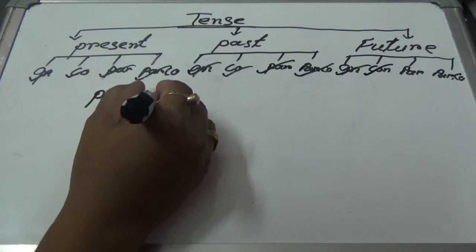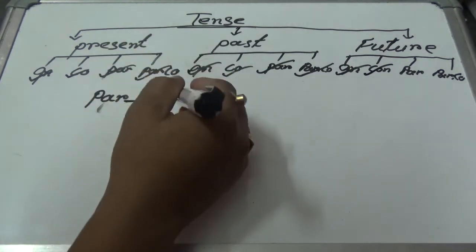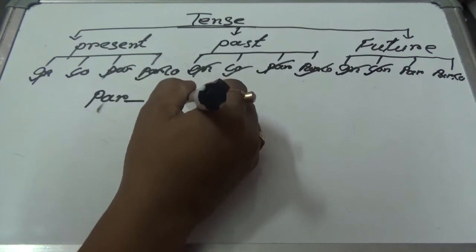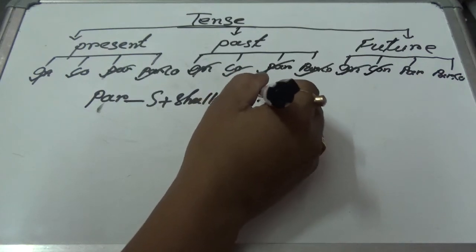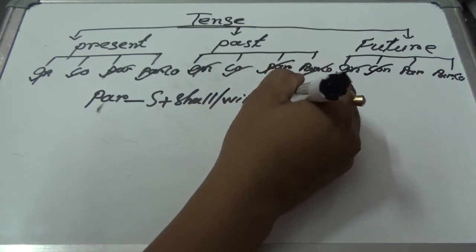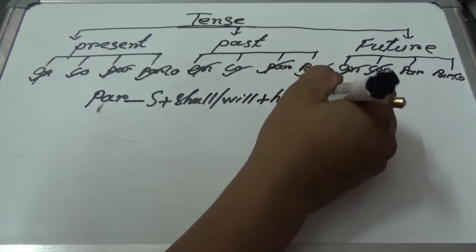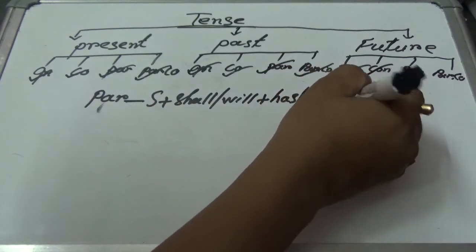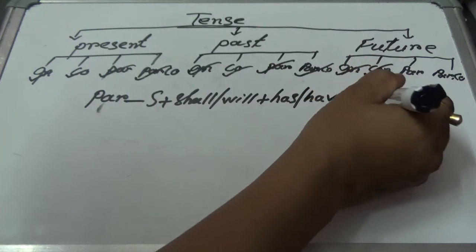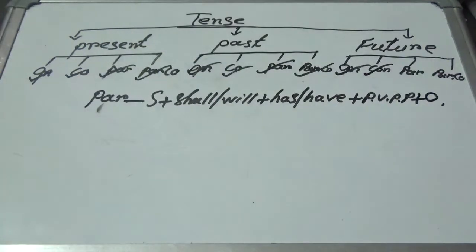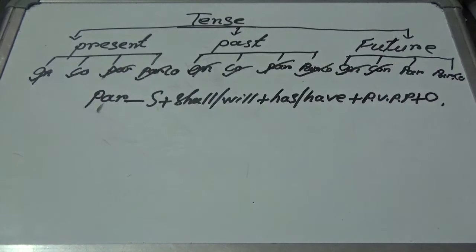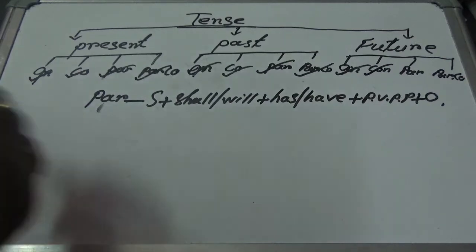Future perfect. S plus shall oblique will plus has oblique have plus PV past participle plus O. Subject plus shall oblique will plus has oblique have plus principal verb past participle form plus object. It is a future perfect.